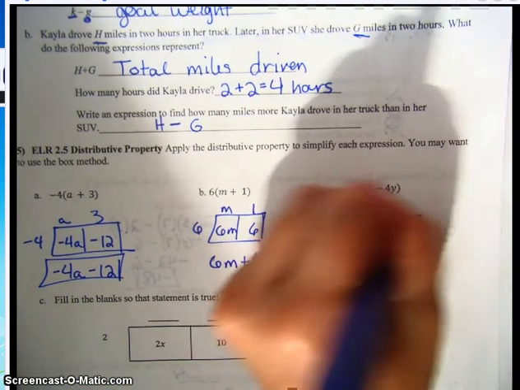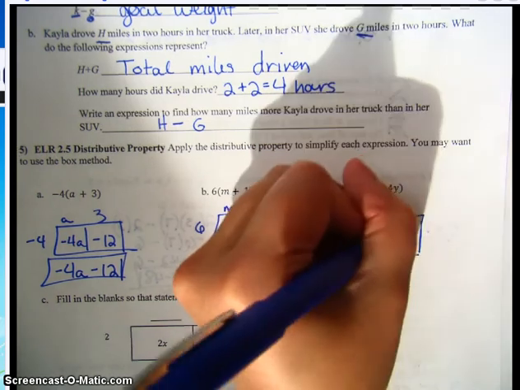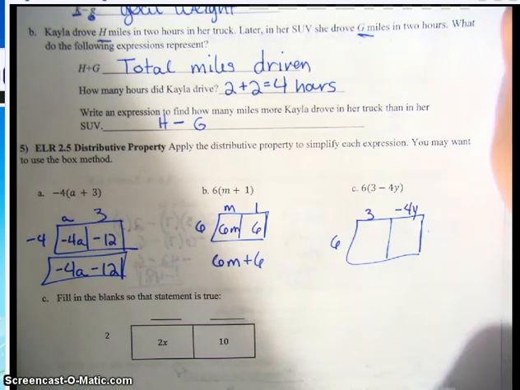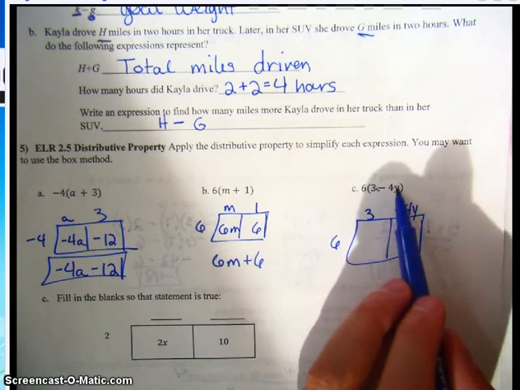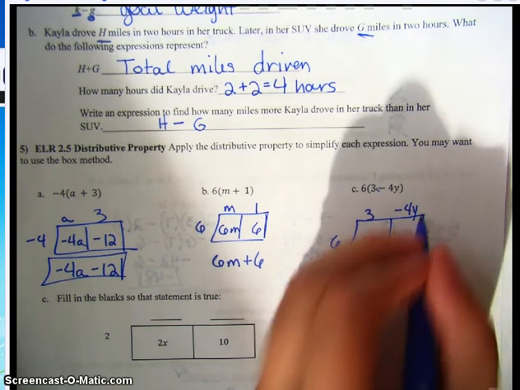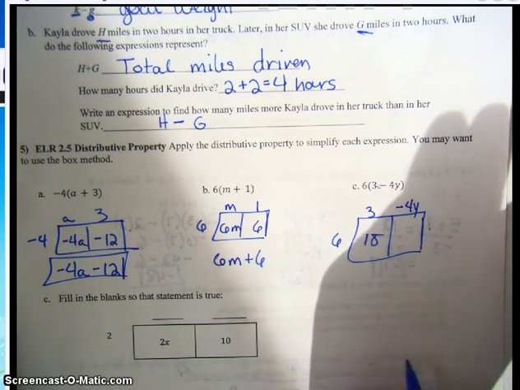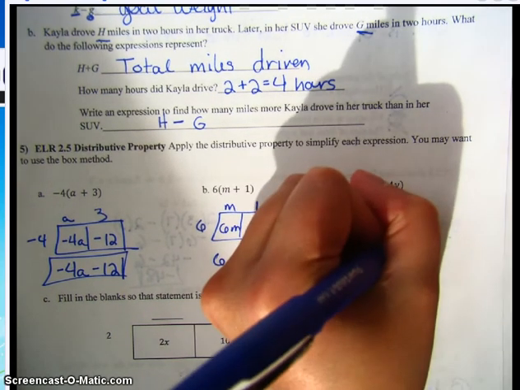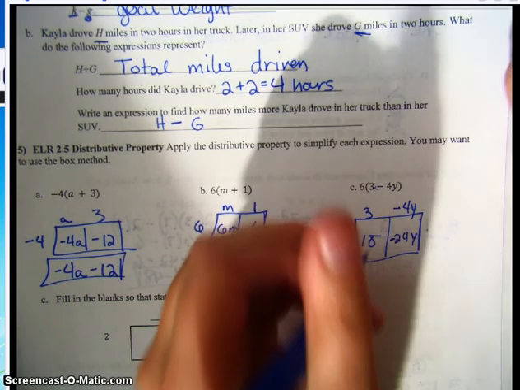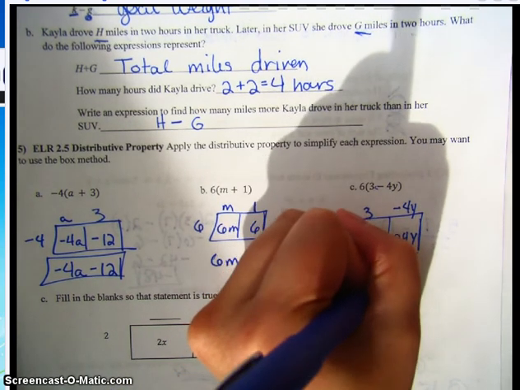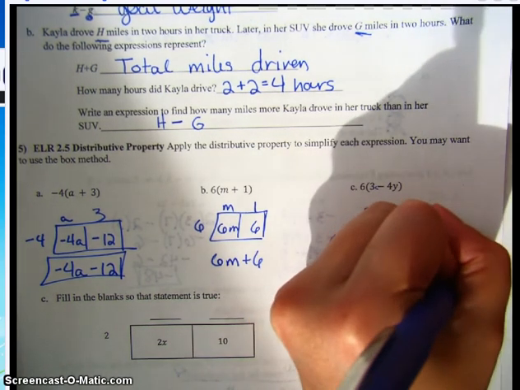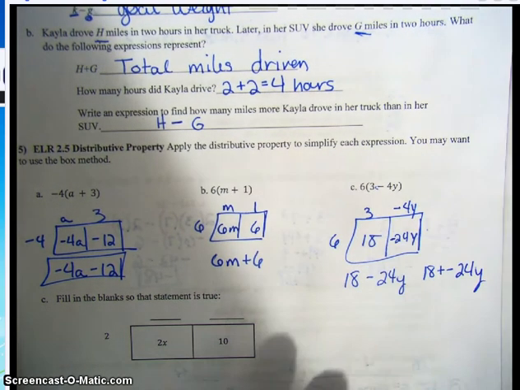Let's look at C. Again, my width is going to be 6, my length is going to be 3, and then -4y. That negative comes from right in front. You have to take it with it. So 6 times 3 is 18. 6 times -4y, well, you multiply the coefficients. So 6 times 4 is 24. That's a positive times a negative, -24, and then add our y. Again, add them together: 18 minus 24y, or 18 plus -24y works as well. Those are the same things.